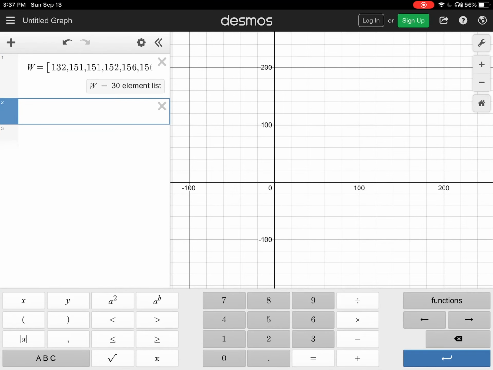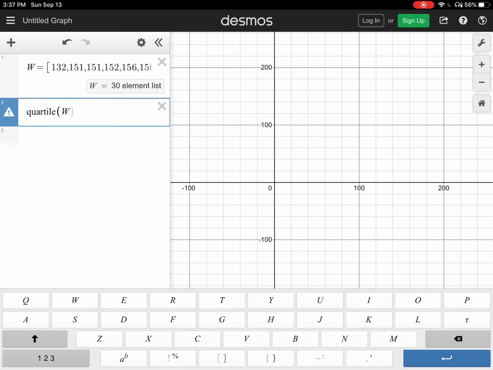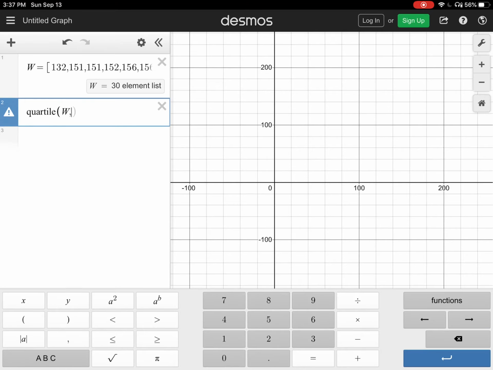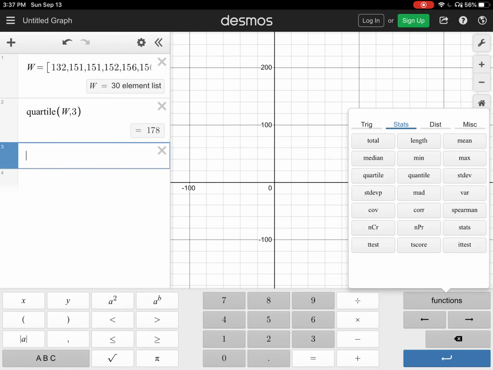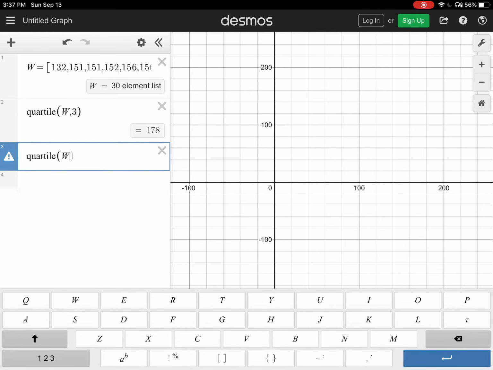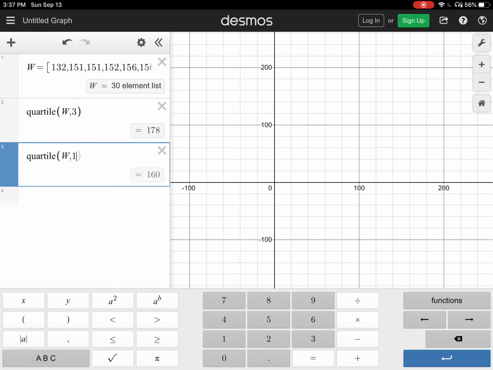I've already typed my data points into Desmos. There are 30, so please be careful when you're typing those in so you don't mess up any. In order to find Q3, I'm going to go into functions and click quartile of my dataset W. And then to get Q3, I have to put comma 3. And then I need to find Q1. So I go quartile again, put W, and then comma 1.